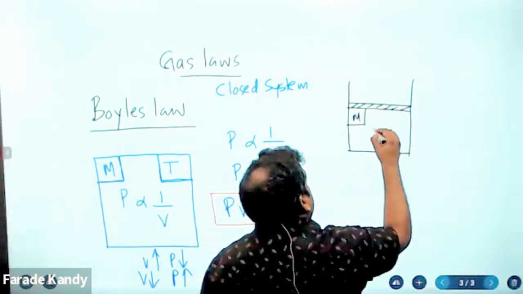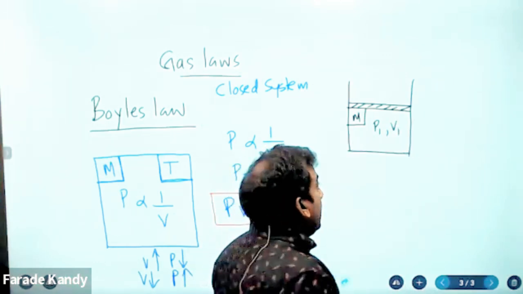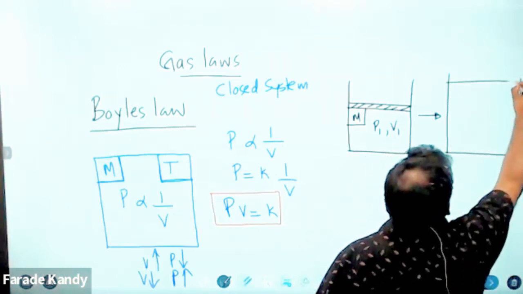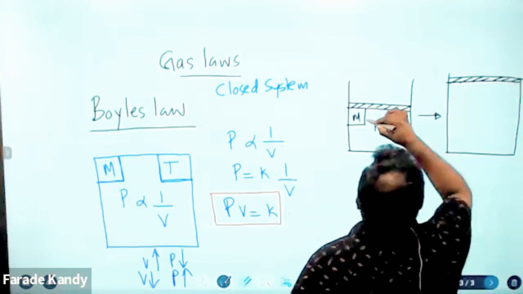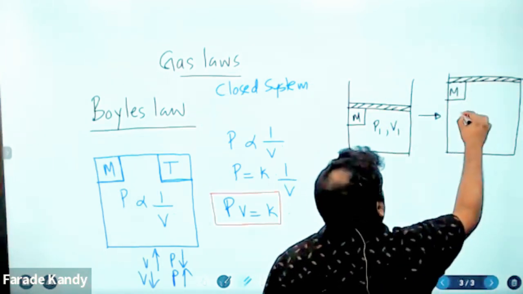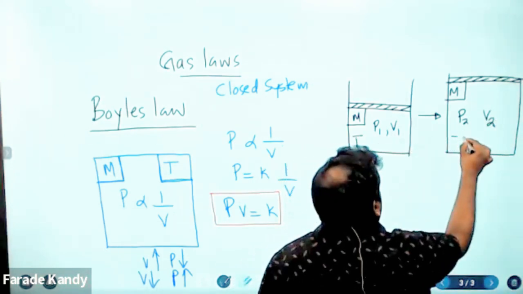Mass of gas is fixed. Here pressure P1, volume V1. After some time, the piston moves up somewhere here. Same mass, no? Mass won't change. No mass has come, no mass has gone. Now pressure is P2, volume is V2. Temperature here is the same, T.